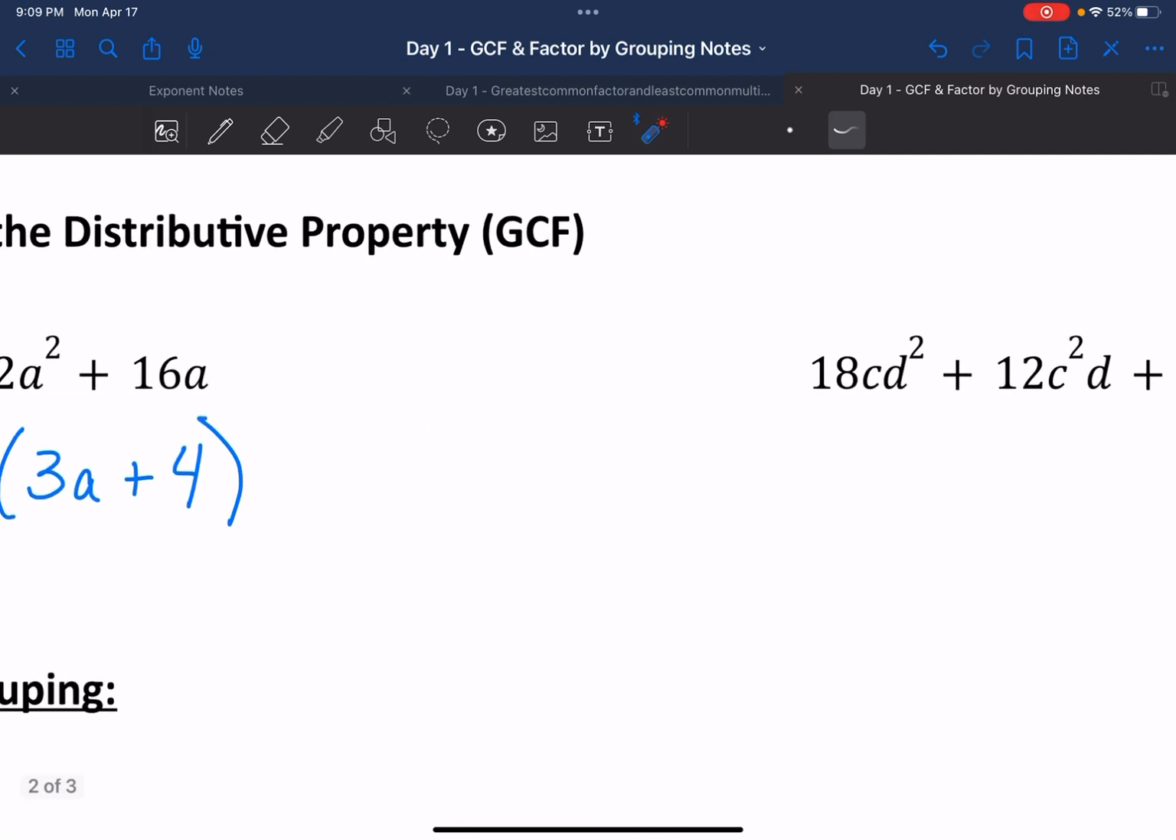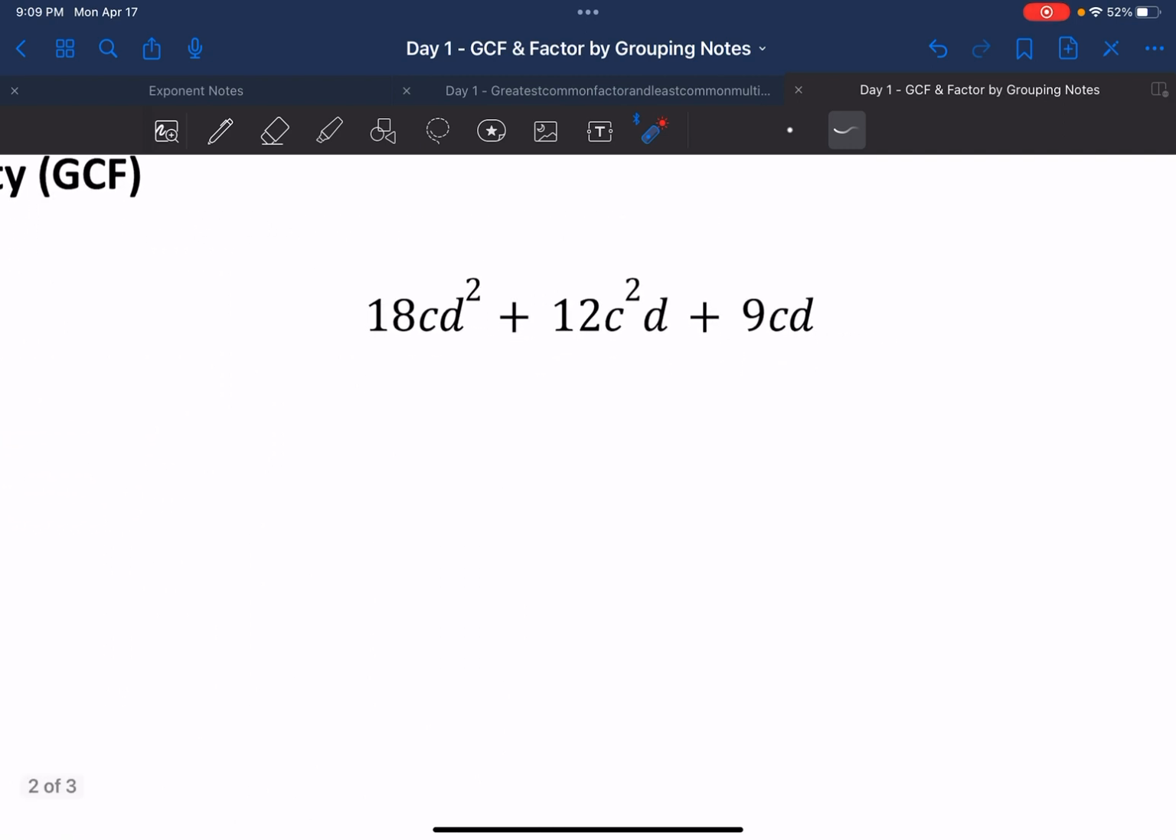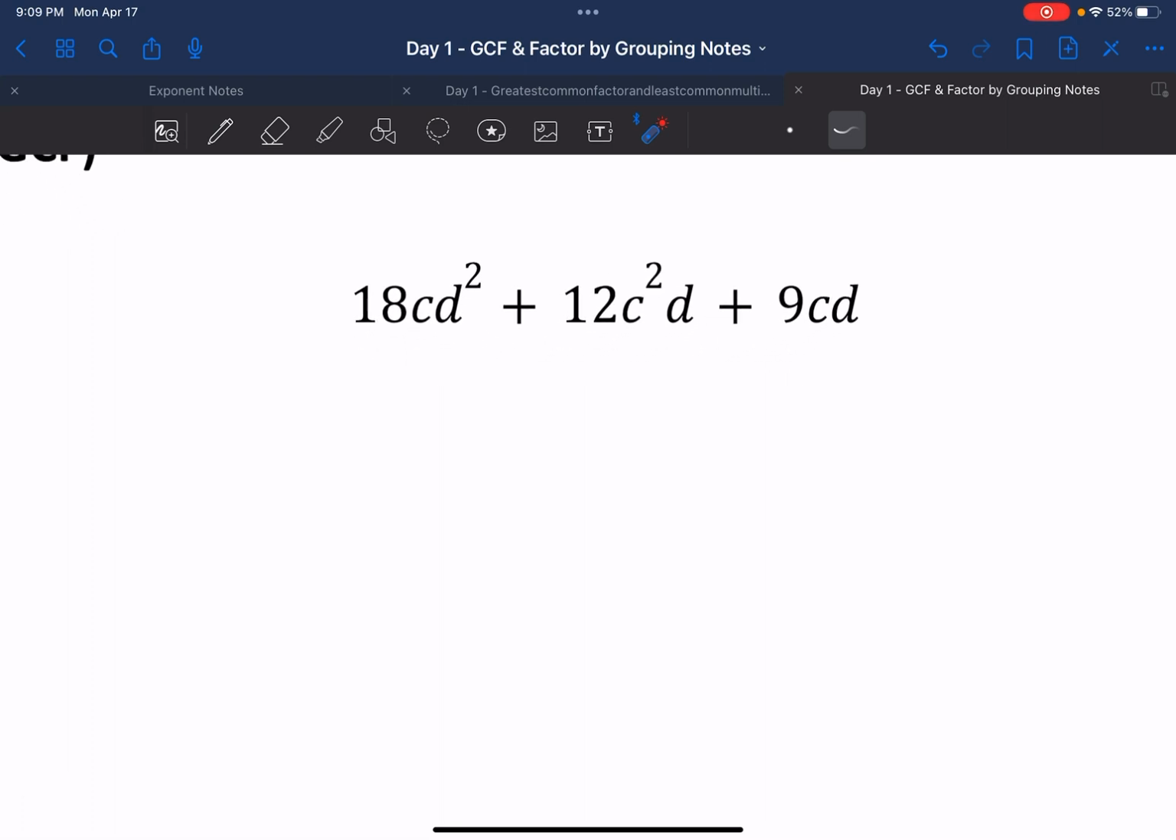Let's try another one. Okay, this looks trickier, but it's not. It's the same thing. The very first thing every single time you look at a polynomial is to look for the greatest common factor. So this time you're going to compare 18 on your cheat sheet with 12 and 9. When I look at 18, 12, and 9 on there, my greatest common factor, the factor that they all share, that is the greatest, is the number 3.